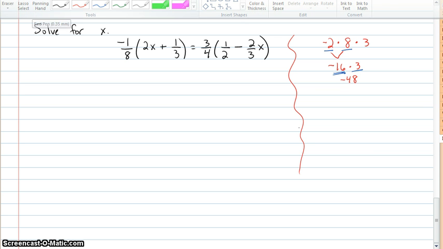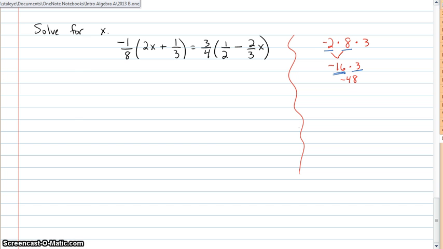Now, let's first determine what do I multiply by to get rid of these fractions. Well, I've got an 8, a 3, a 4, a 2, and a 3. A common denominator for all of those is going to be 24. Okay, so let's actually multiply by 24 to get rid of my fractions.